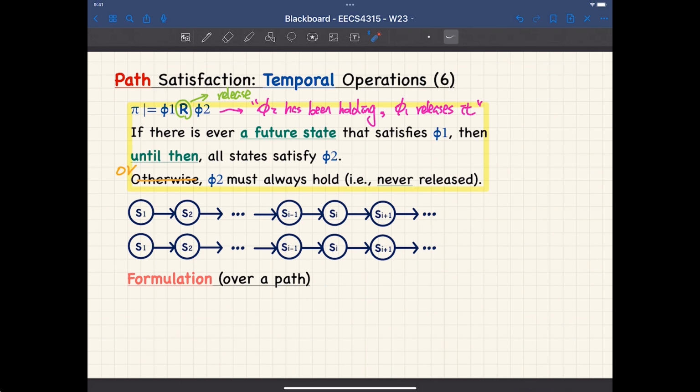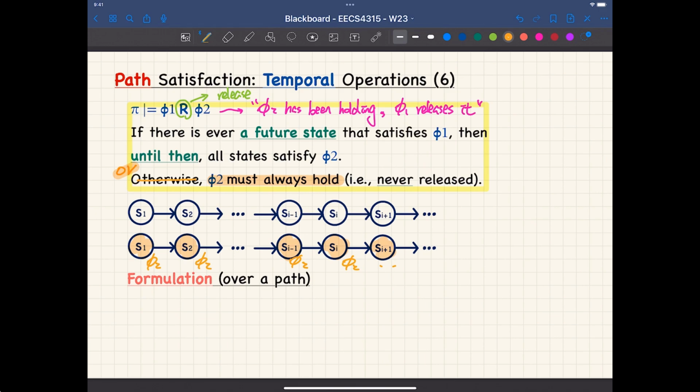Okay, let's take a look. All right, let's now try to do a little bit of a diagram here. For the second case over here, we say that phi 2 must always be holding. So I can think about phi 2 as always holding. That means you've got phi 2, phi 2, phi 2, phi 2.